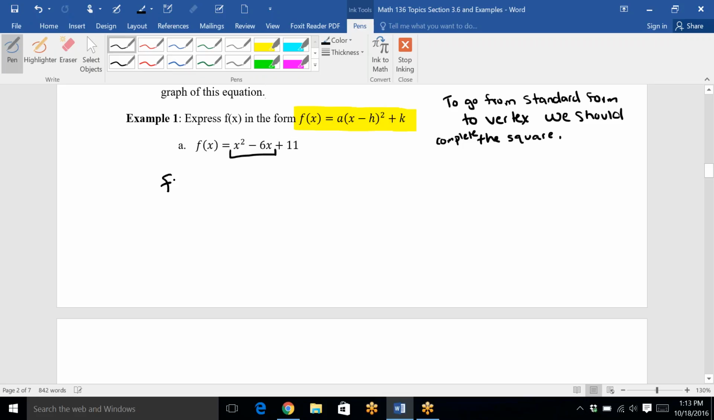So the first thing I do is I leave a space for completing the square of that trinomial. Then I write over here a little bit of a space so I can focus on this, plus 11, and I leave a second blank.